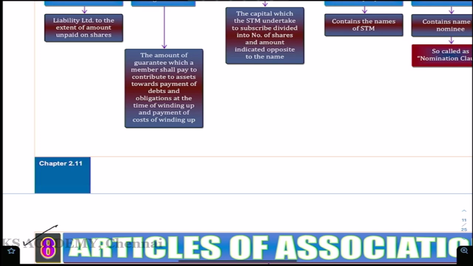Next, second question. You want to change the articles after incorporation through entrenchment. After incorporation, you want to include entrenchment. To include, whose approval is required in case of public company? What resolution is required? Private company, unanimous. Special resolution. Thank you.